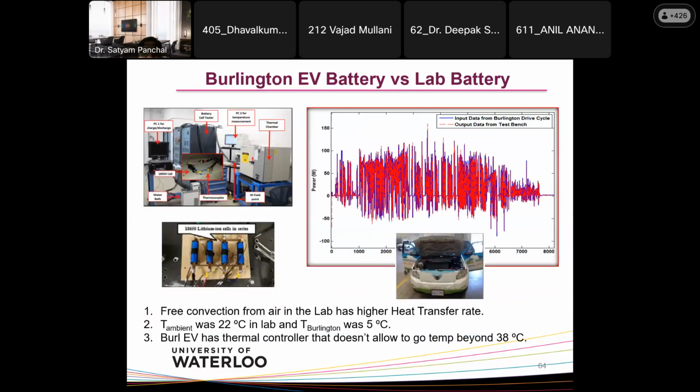After that, what we did is, since this vehicle has cylindrical cells, instead of real-world driving, we took these cells and scaled down this battery pack to cell level.